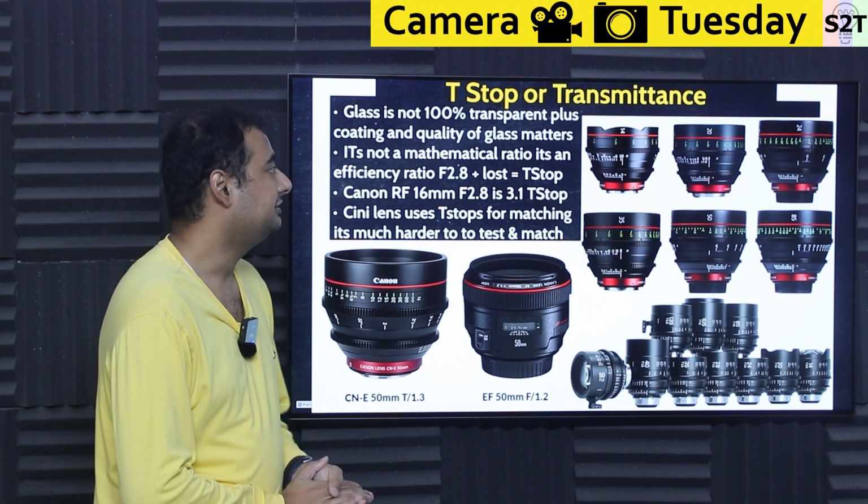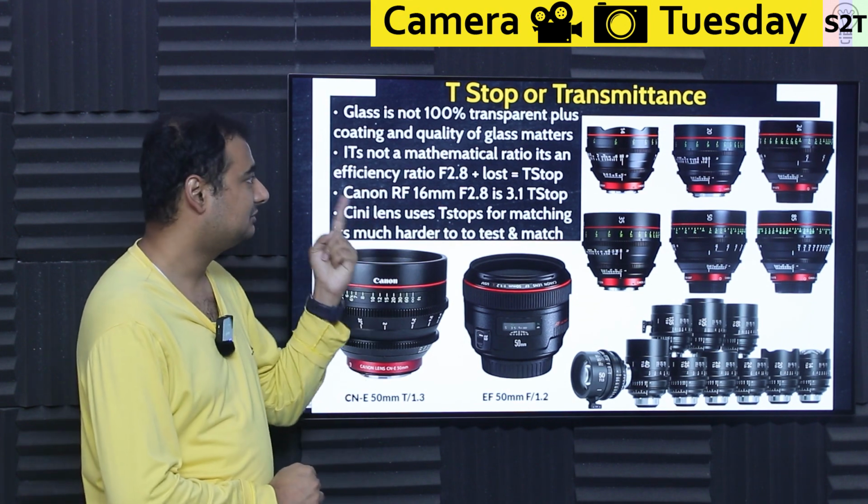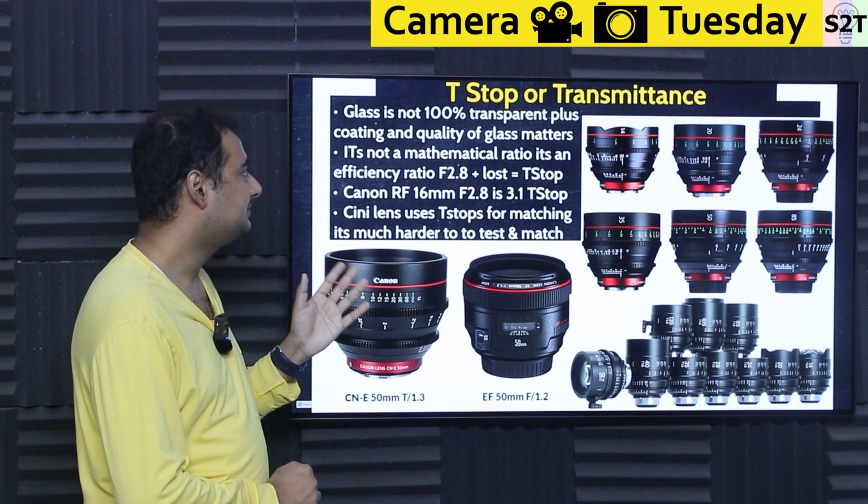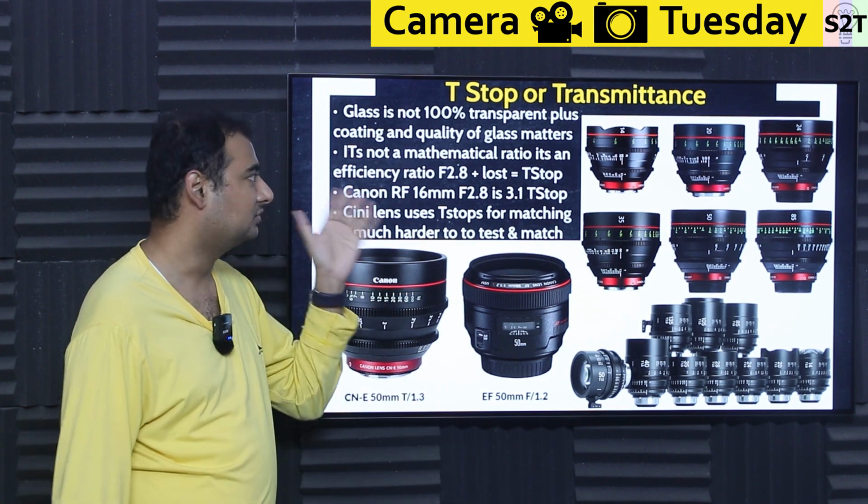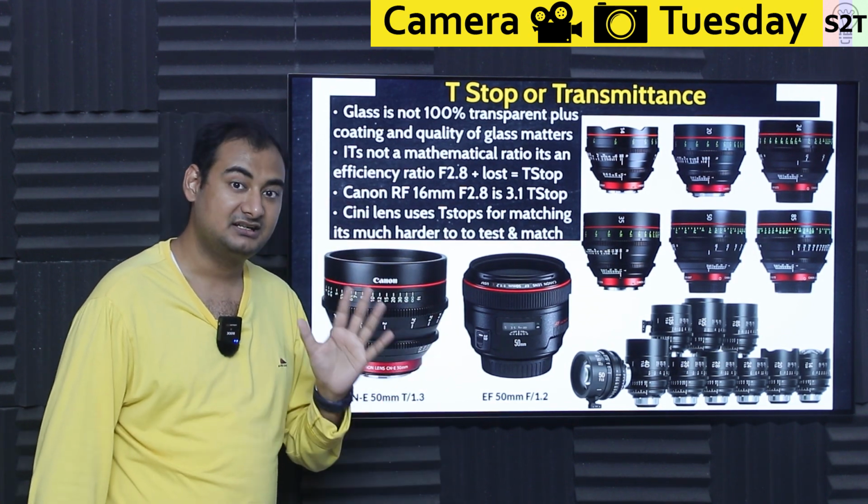So we invented a new system known as T-stops. Now T-stops is basically called transmission. Now transmission is a realization of the fact that no glass is 100% transparent. Physics does not allow that.